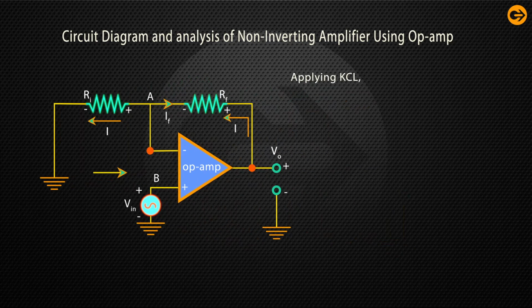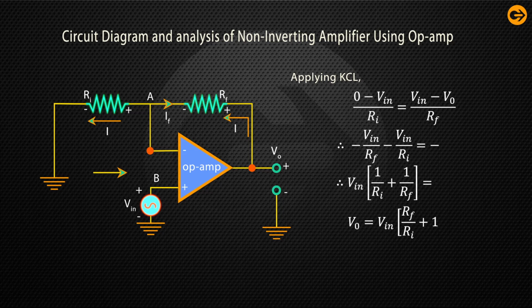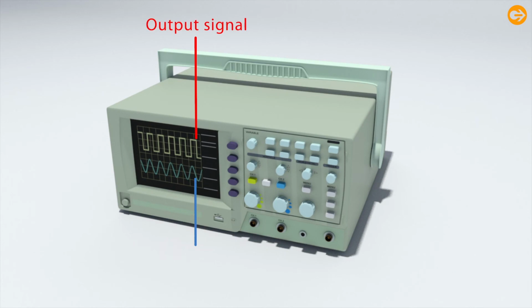Now, applying KCL in this circuit, we get (0 minus Vin) by Ri, that is equal to (Vin minus V0) by Rf. So therefore, we can say minus of Vin by Rf minus Vin by Ri, that is equal to minus of V0 by Rf. And after further simplification, we get the value of V0 by Vin is equal to 1 plus Rf by Ri. The input and the output waveforms are displayed. The positive sign indicates that there is no phase shift between the input and output.